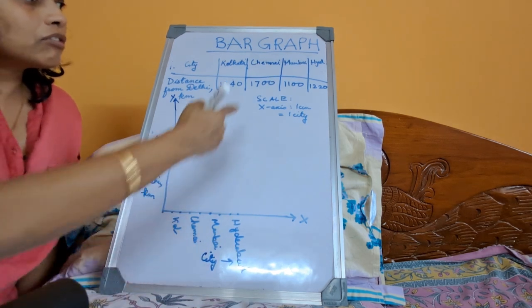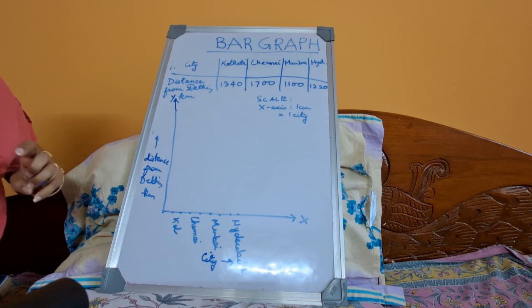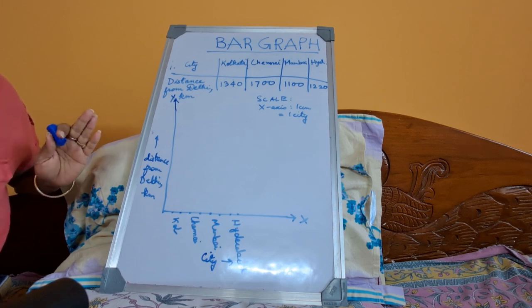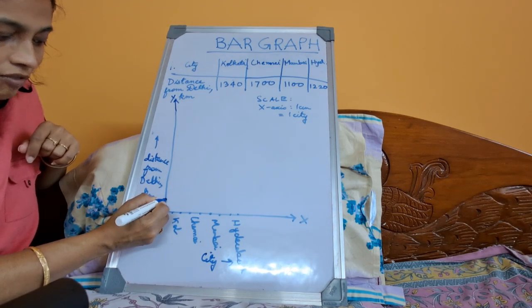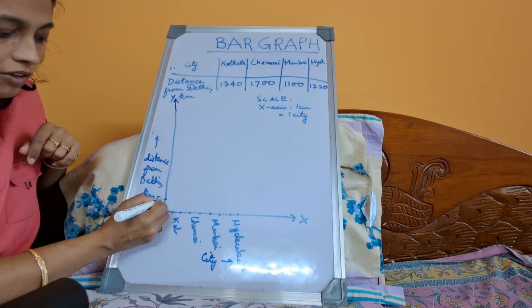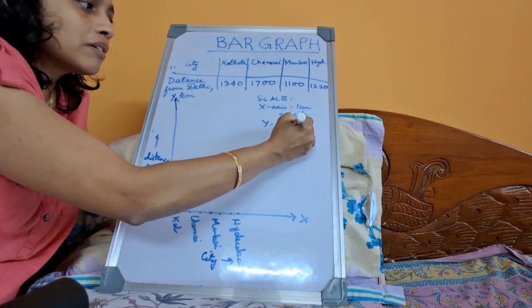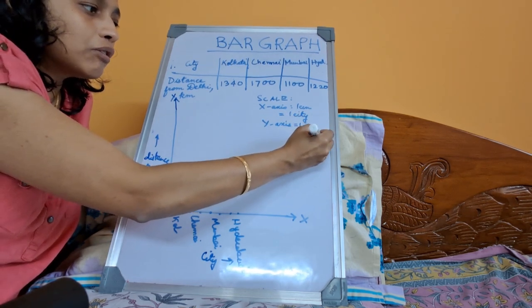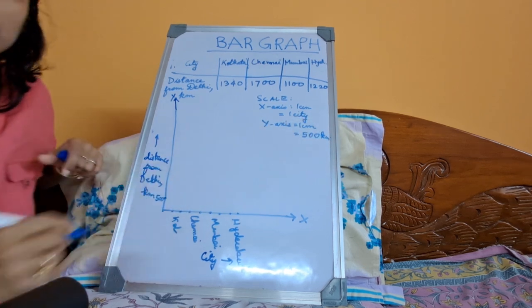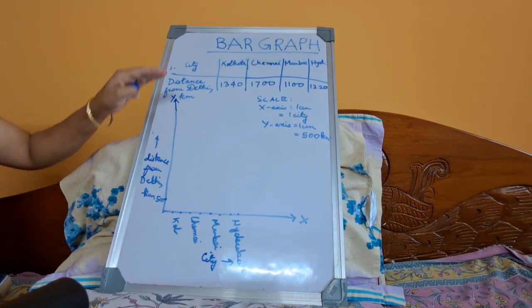Now look at the distances. They start from 1100 actually. So what we'll do is, on the y-axis, we will take 1 centimeter as 500 kilometer. I am taking it as 500 kilometer because I don't have much space.